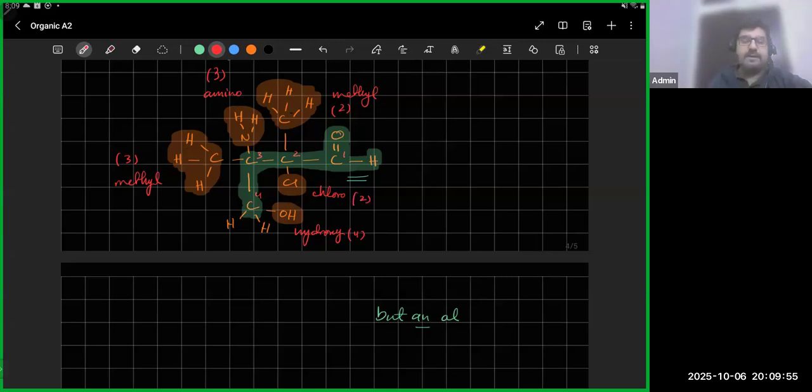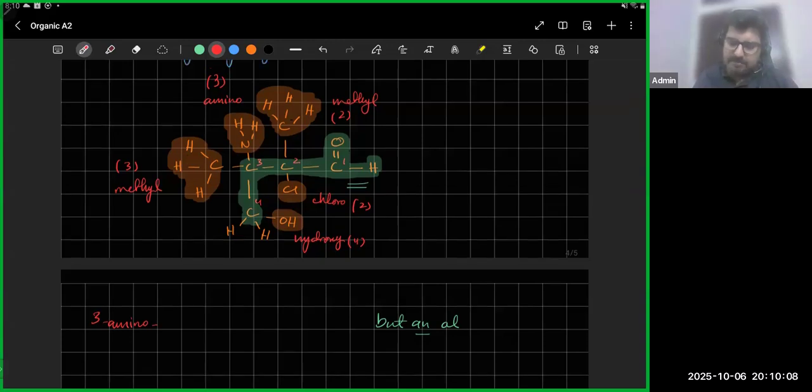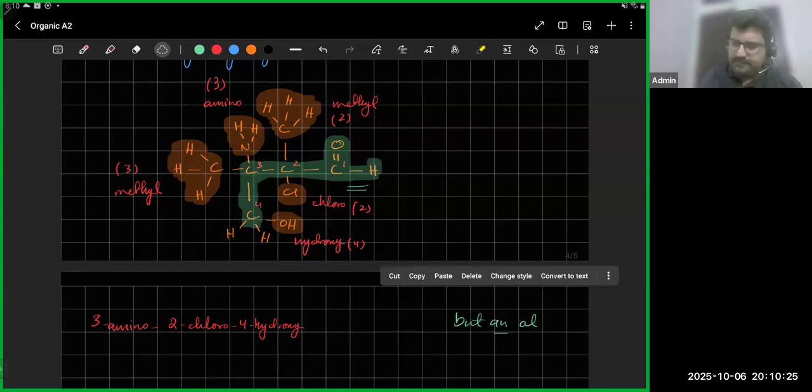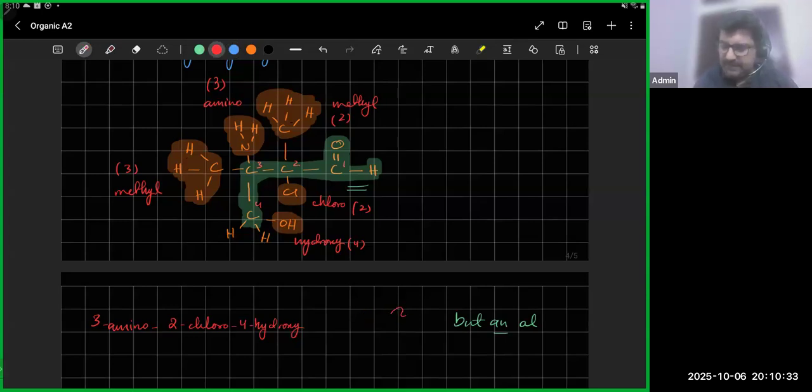So you just have to number and write down the branches alphabetically. So amino comes first, so it's going to be 3-amino. After that, what is coming next? Methyl is M, chloro comes first. So it's going to be 2-chloro. Then you have hydroxy, so it's 4-hydroxy. And finally, you have 2 methyls. M alphabetically comes at the very end. So there are 2 methyls, so it's going to be dimethyl.